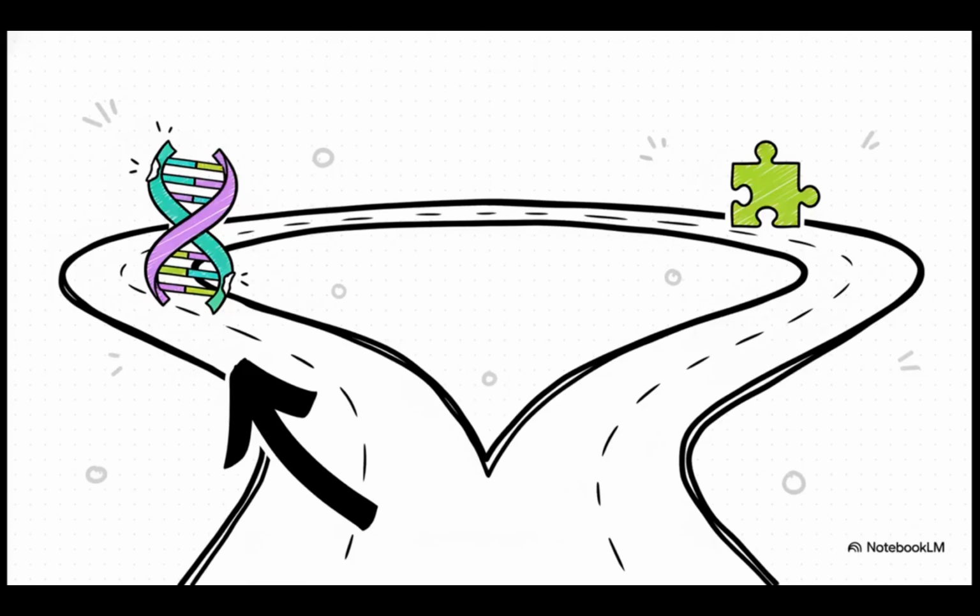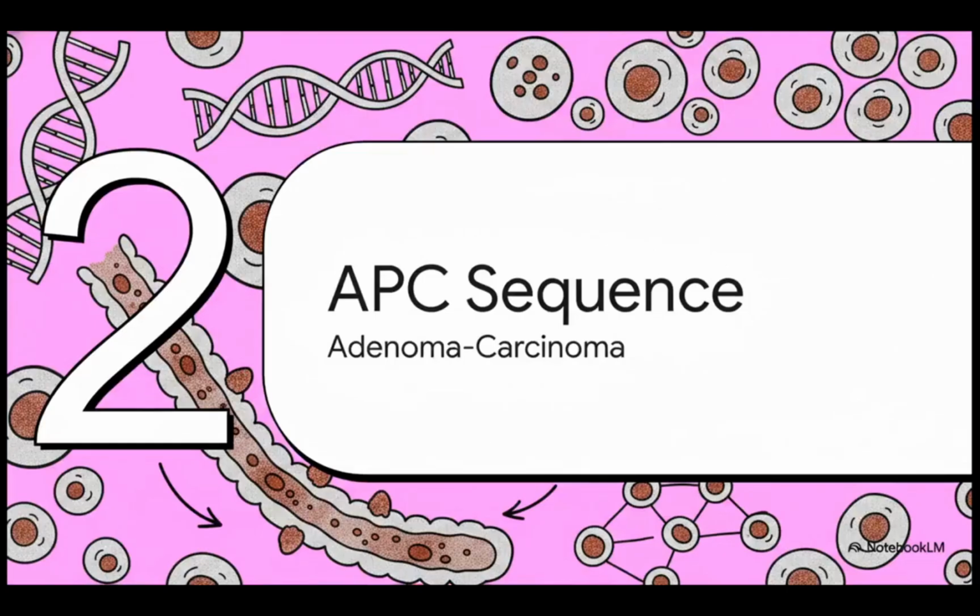On the left, we've got the APC, or beta-catenin pathway. On the right, the microsatellite instability, or MSI pathway. If you try to mix these up, you'll get confused real fast. So let's walk down that first road on the left together. Moving to Section 2, the APC/beta-catenin sequence. You probably know this one as the classic adenoma-carcinoma sequence.